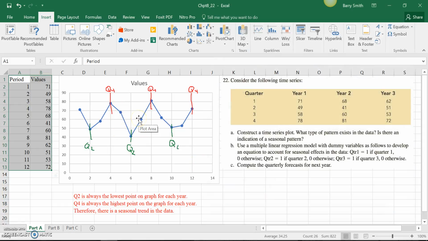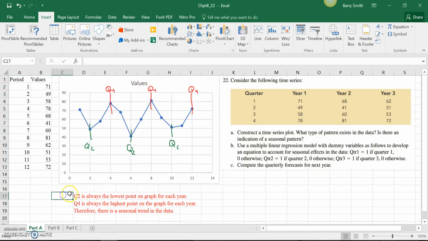Then after that, I wanted to look at the plot and see what it shows me. So I looked at the high points, and I also looked at the low points. Well, the low points turned out to be quarter 2 every time, so I labeled those quarter 2. High points always seem to be quarter 4, 1, 2, 3, 4, and so I labeled those quarter 4.